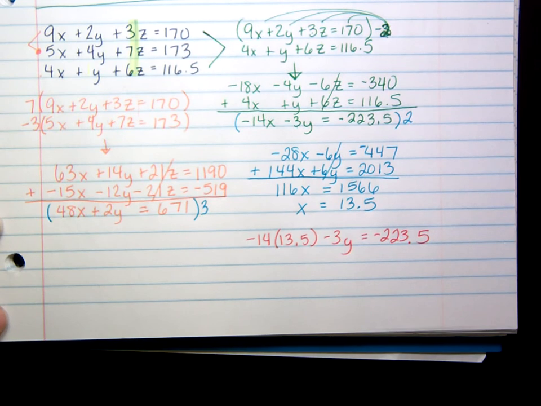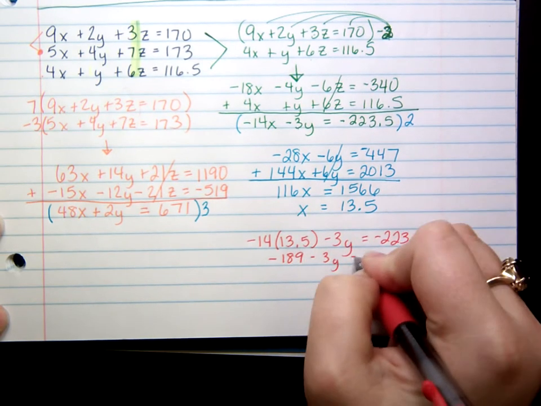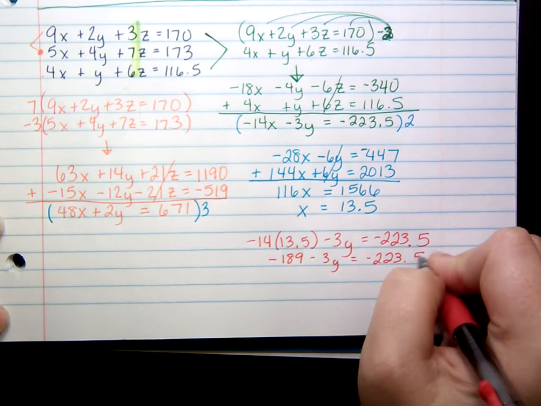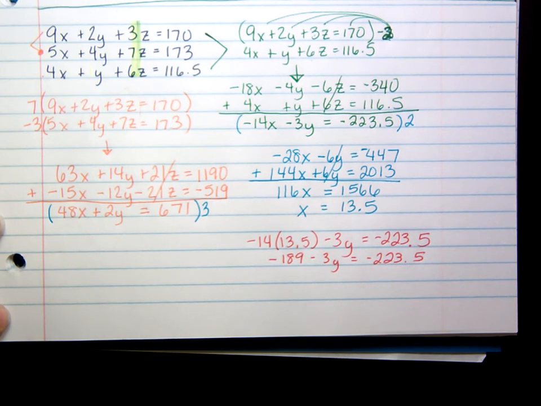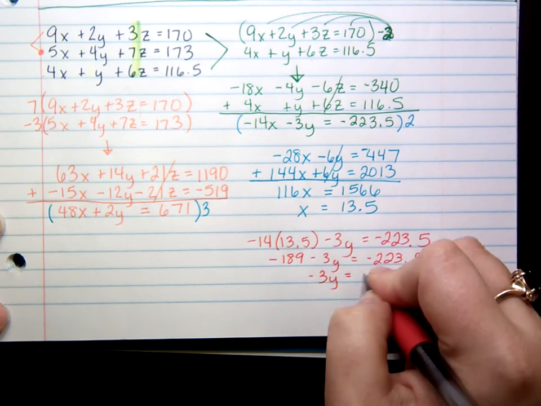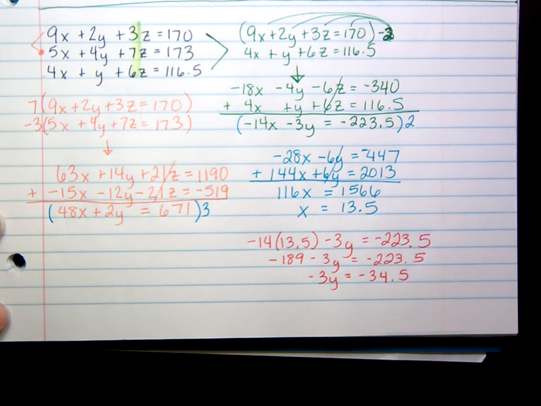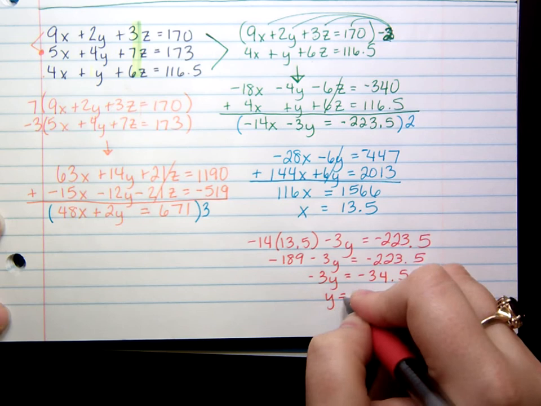So if I take 13.5 and multiply by negative 14, I'm going to get negative 189 minus 3y equals negative 223.5. What I'm going to do next is add 189 to both sides. When I do this, I get negative 3y equals negative 34.5. And when I divide, I get a y value of 11.5.